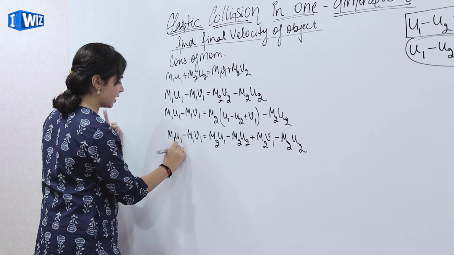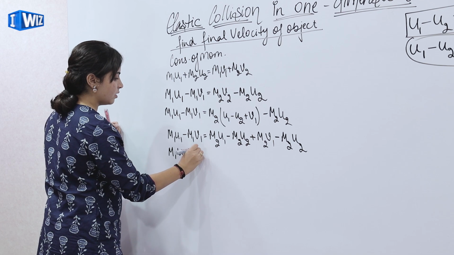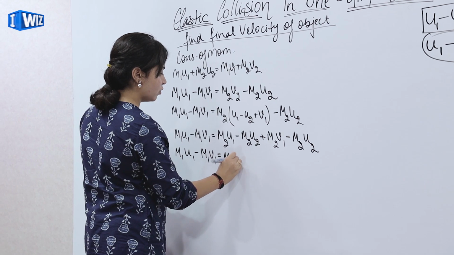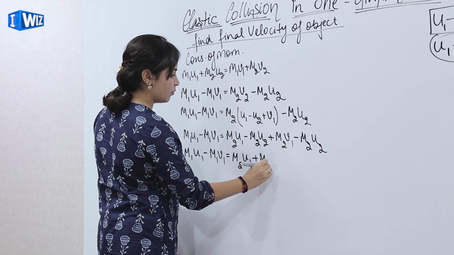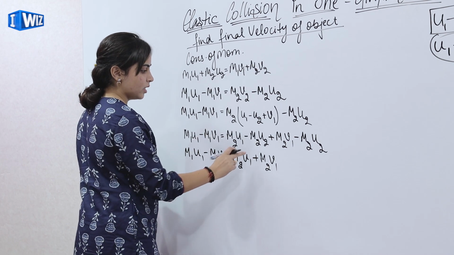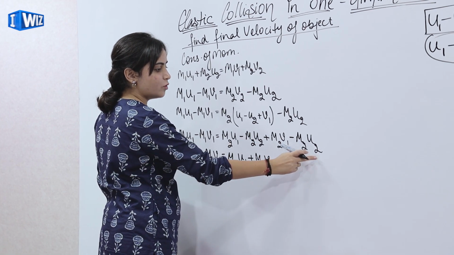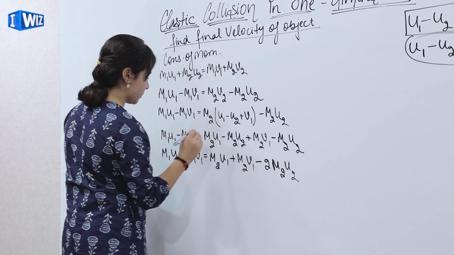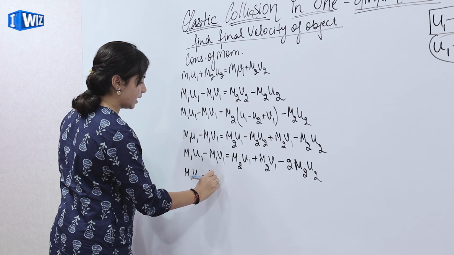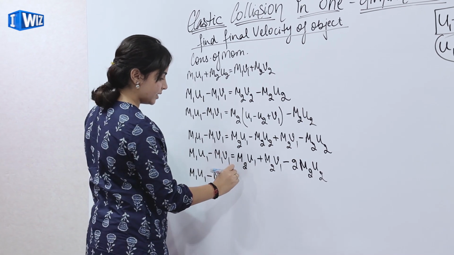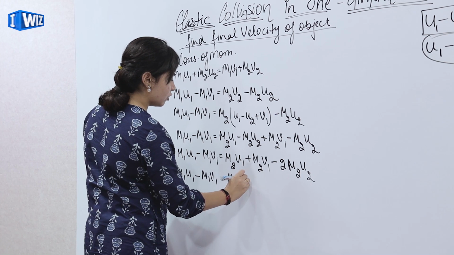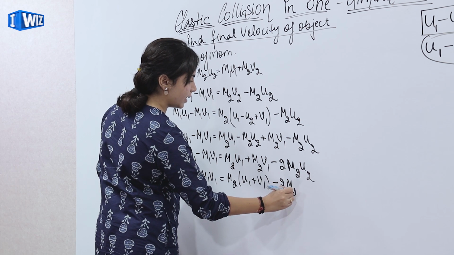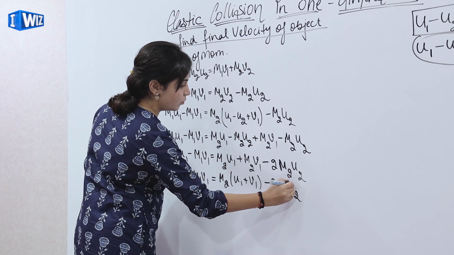So I'll write this equation as it is. m1 u1 minus m1 v1 is equal to m2 u1 plus m2 v1, minus m2 u2 minus m2 u2, minus twice of m2 u2. So m1 u1 minus m1 v1 is equal to, taking m2 common, u1 plus v1 minus 2 m2 u2.